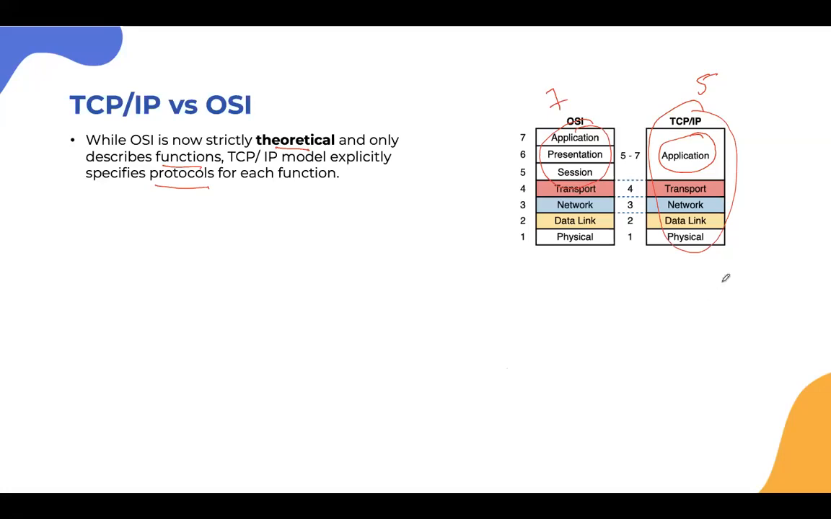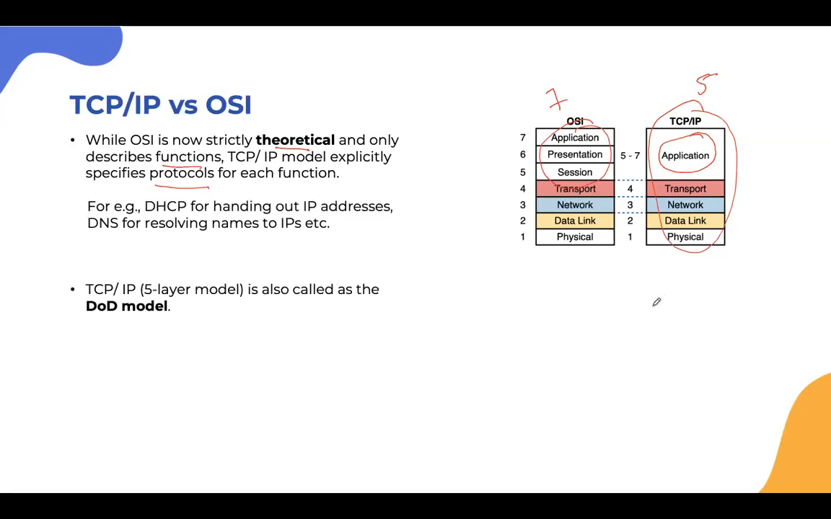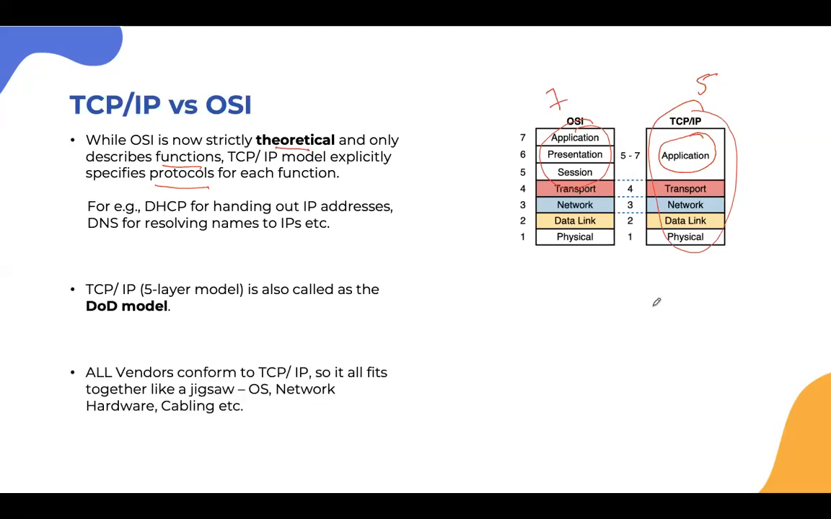It will have this piece of TCP/IP code within it so that it can accept an IP address, be a part of a network, and let you connect to the LAN and the internet. This TCP/IP model, the 5-layered model, is also called the Department of Defense or DoD model. Now, all the vendors conform to TCP/IP, so it fits together like a jigsaw. Like I explained in one of my earlier slides, if everybody is talking the same language, then communication is not only possible, it's also easier.